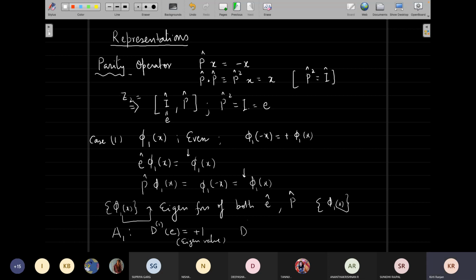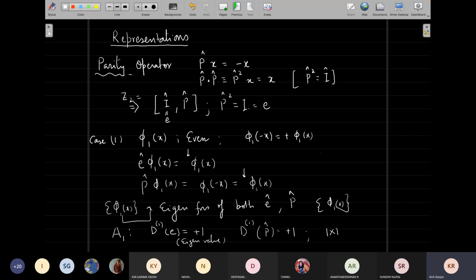And what will be D1(P), the eigenvalue of the P operator? That is also plus 1. Remember that these 1 and 1, even though they look like numbers, if I am talking about matrices, what is the dimension of these matrices? They are 1 cross 1 matrices, which is nothing but numbers.